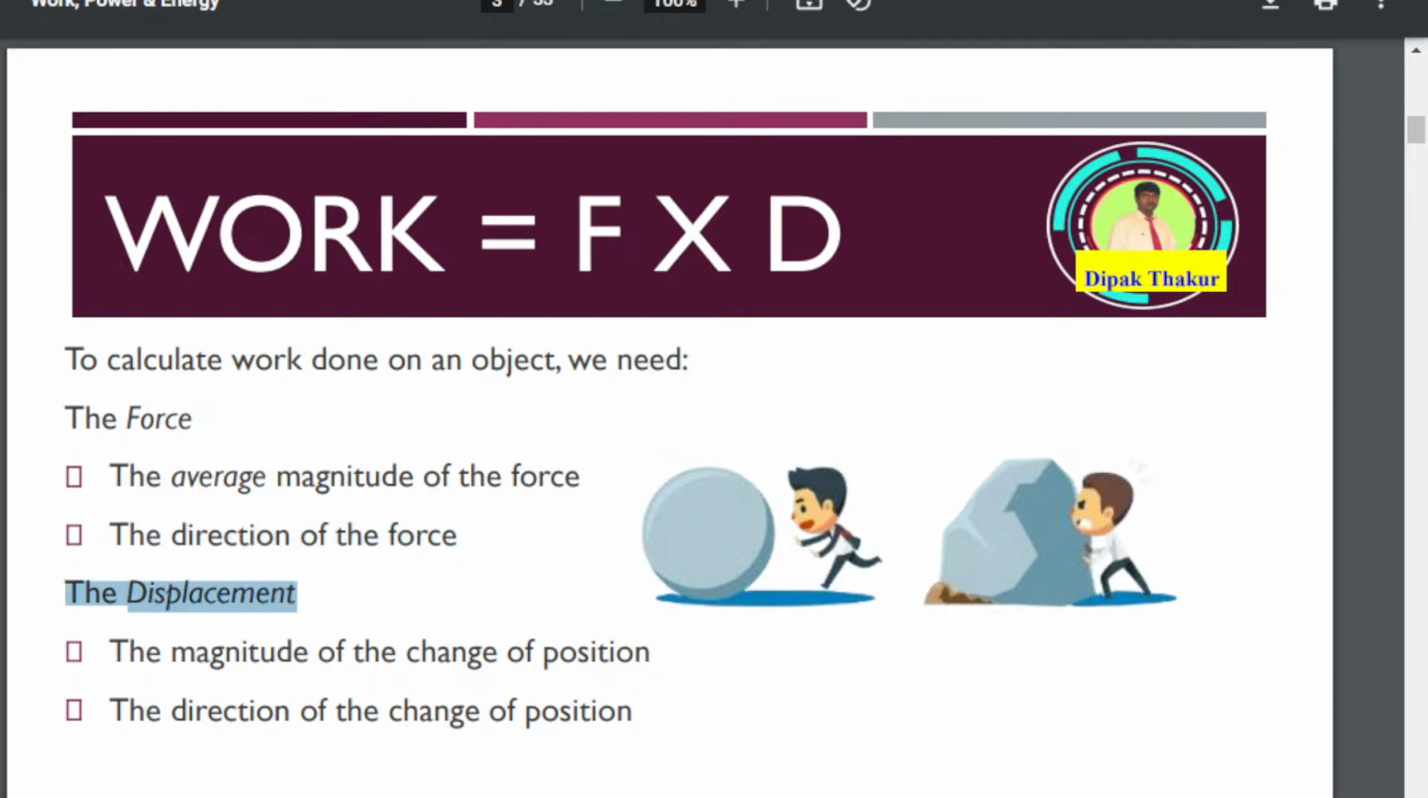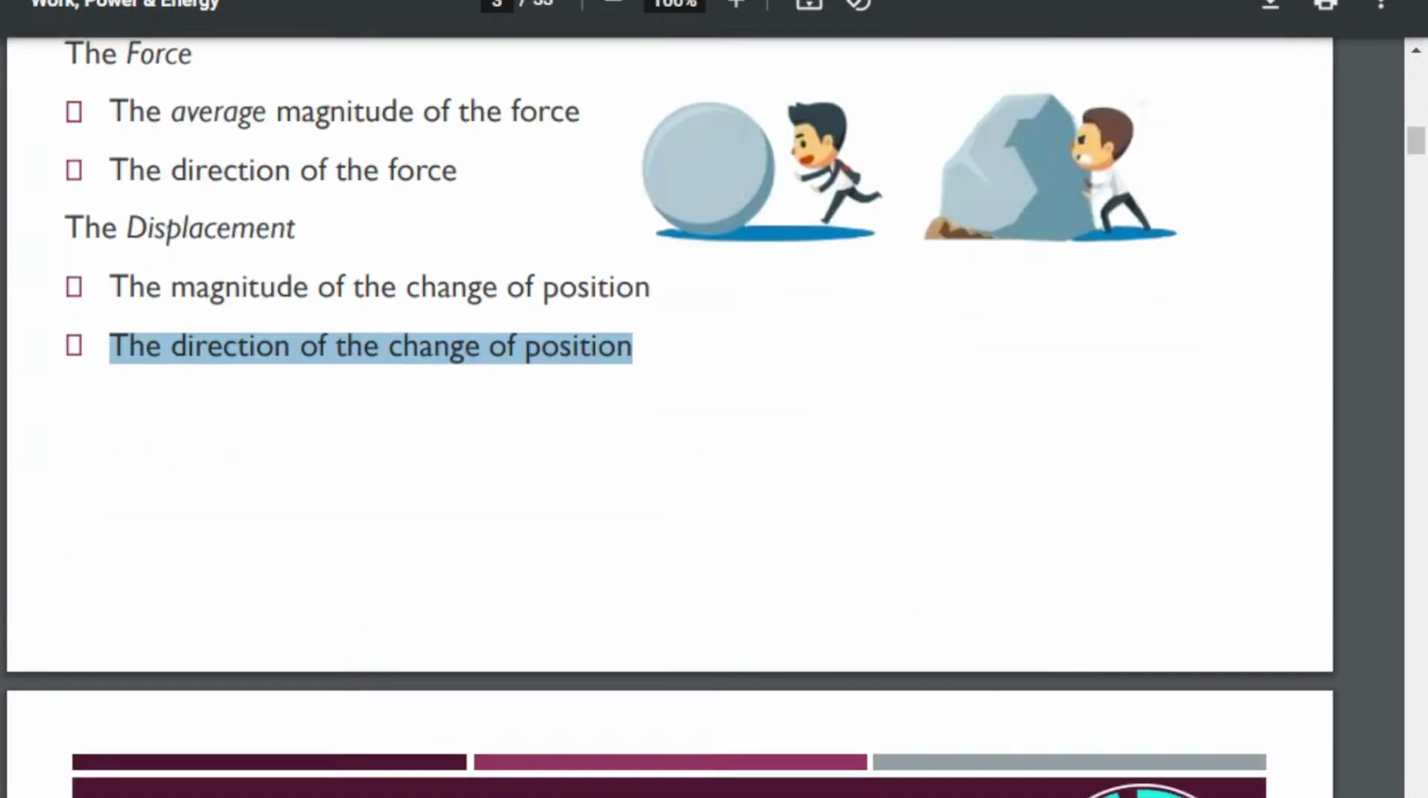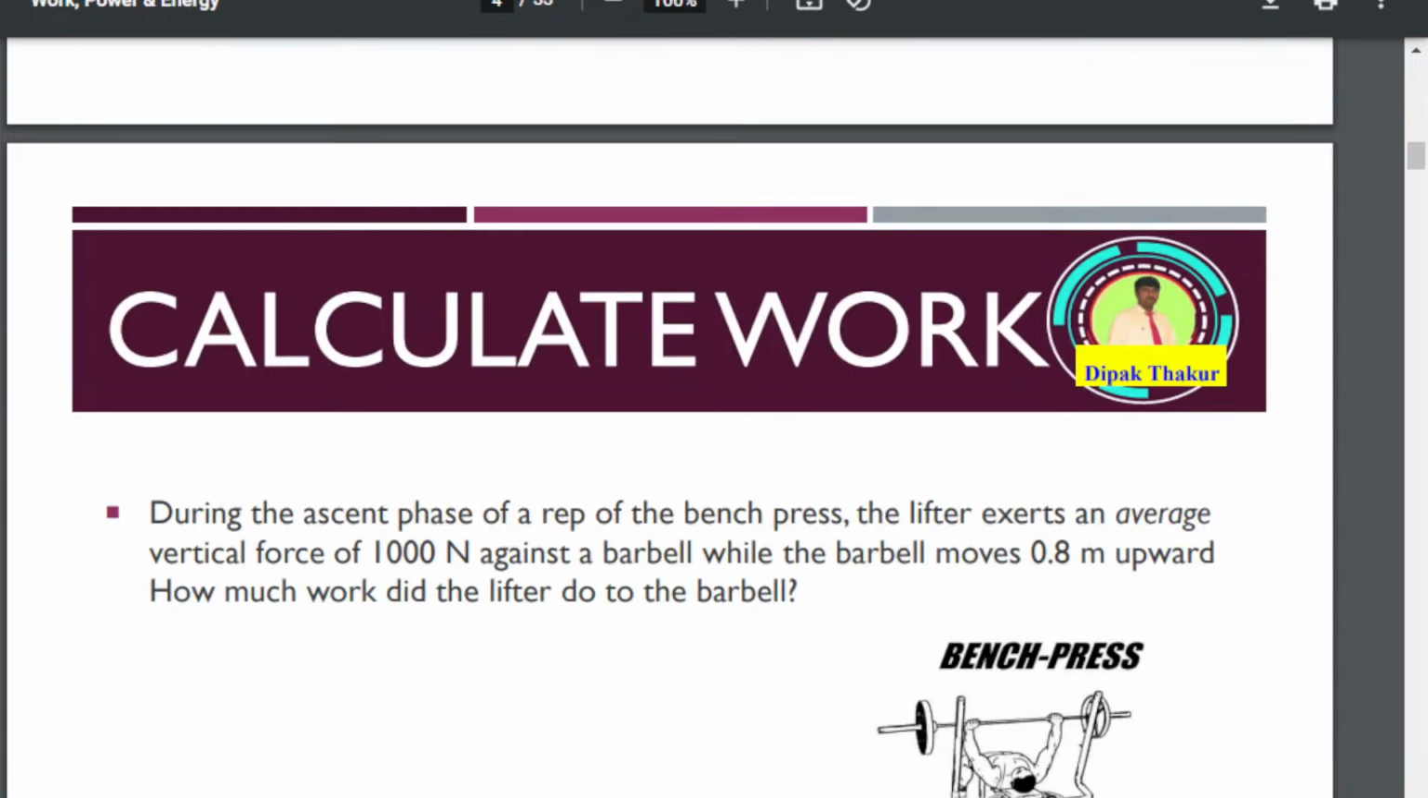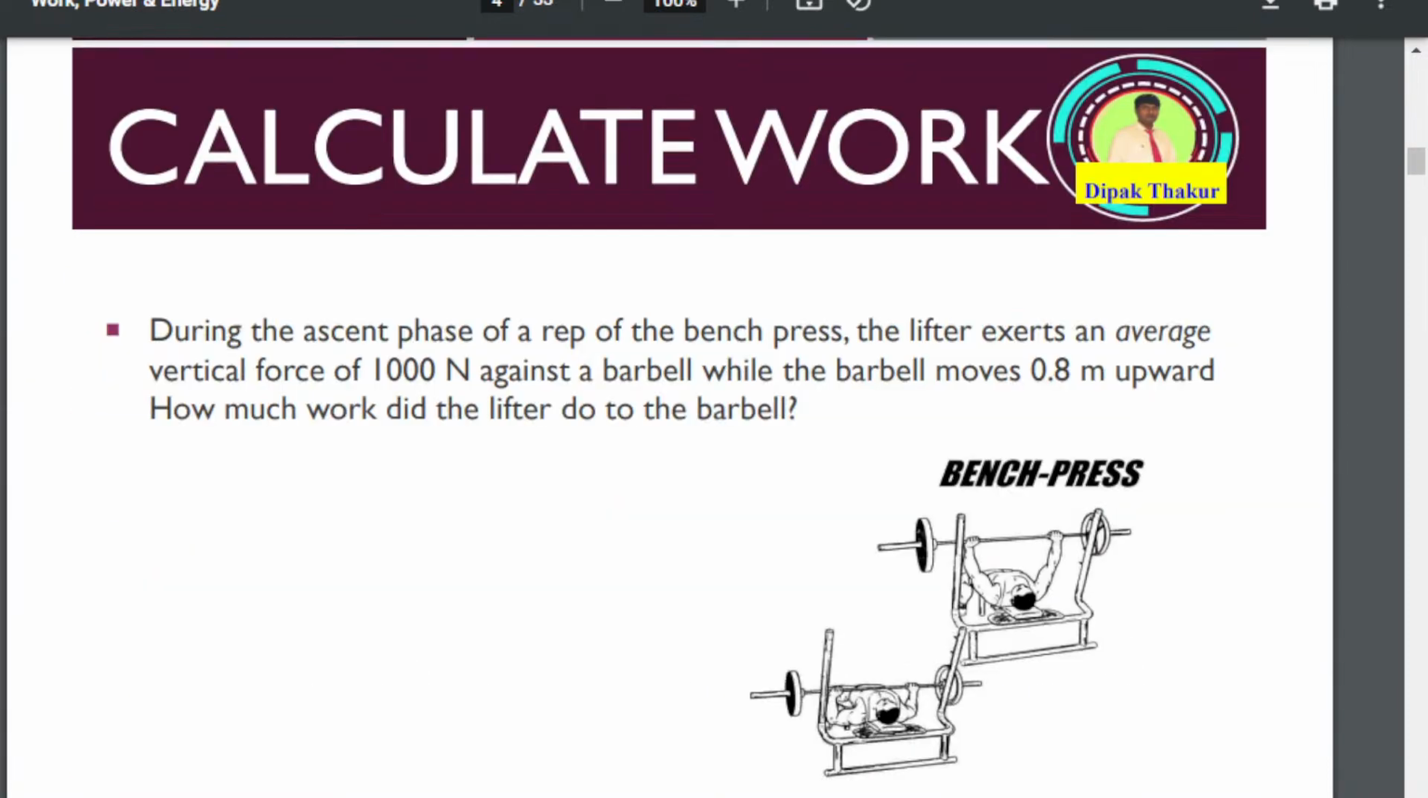Now coming to the next, what is displacement? We need the next quantity, that is displacement. Displacement is the magnitude of change of the position, how much the object is going to change its position. And the direction of the change in position, from where to where it is going to change. So we have got the question and we need to calculate this.